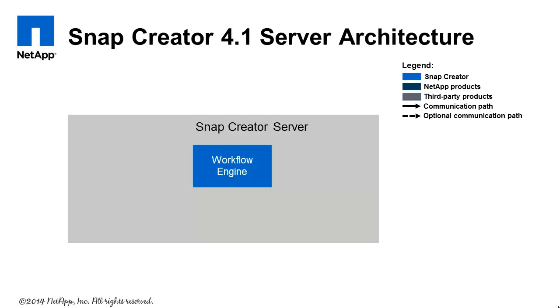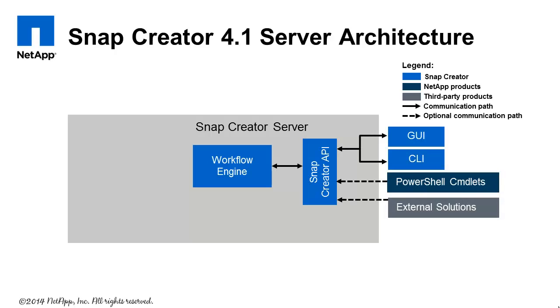The workflow engine is the central component of Snap Creator. This XML-driven, multi-threaded workflow engine is responsible for running all of the Snap Creator tasks and commands. Snap Creator APIs are used by the Snap Creator GUI and CLI, and potentially can be used by other products or services. In our Snap Creator community site, www.snapcreator.com, we have the Snap Creator PowerShell Toolkit, which allows you to easily call Snap Creator APIs through PowerShell commands. This toolkit is needed for integrations with products like OnCommand Workflow Automation.